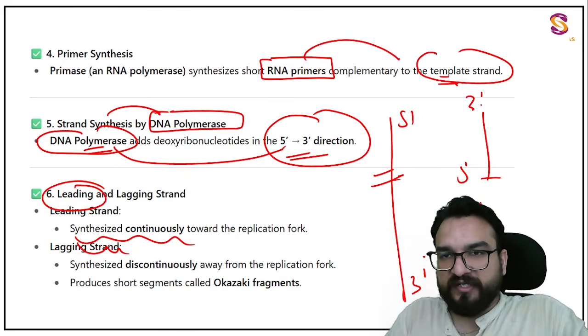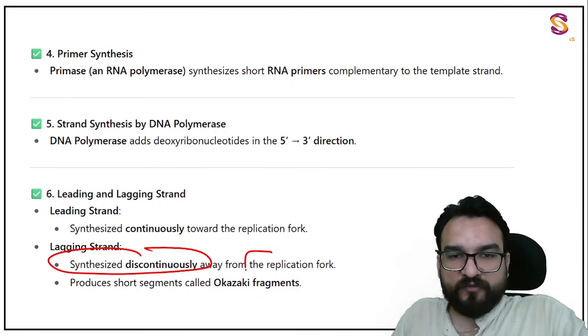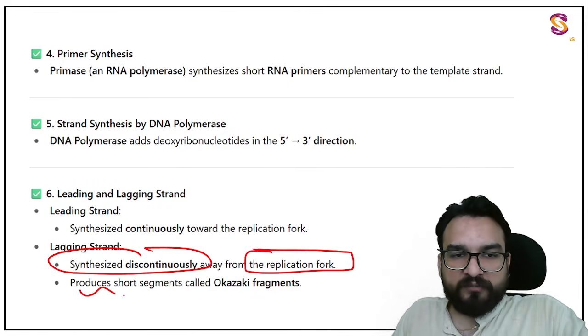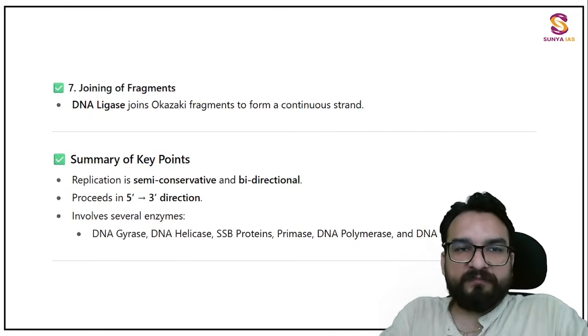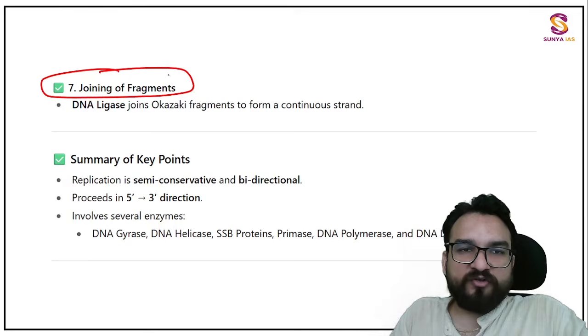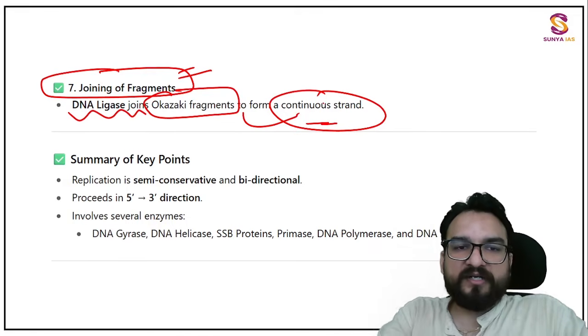5' to 3', 5' to 3'. So it is synthesized discontinuously away from the replication fork, producing short segments like Okazaki fragments, which I have told you. Then what will be happening? The joining of fragments is going to happen. DNA ligase joins Okazaki fragments to form continuous strands. Right? So I hope you are understanding this.